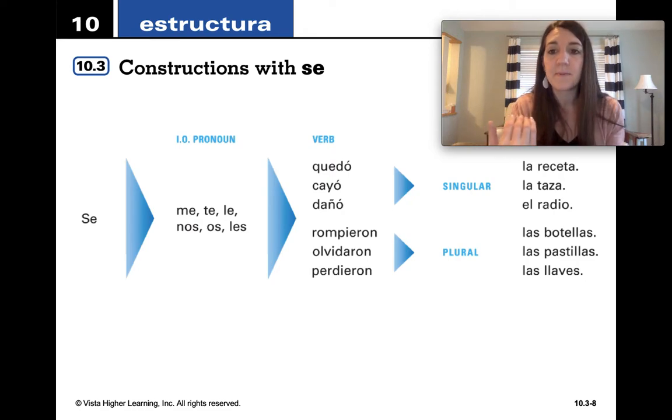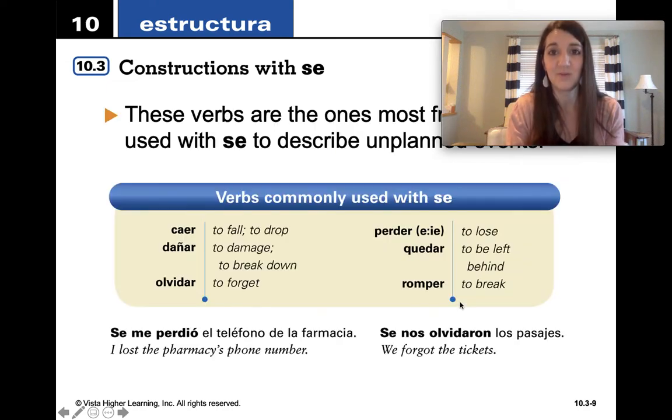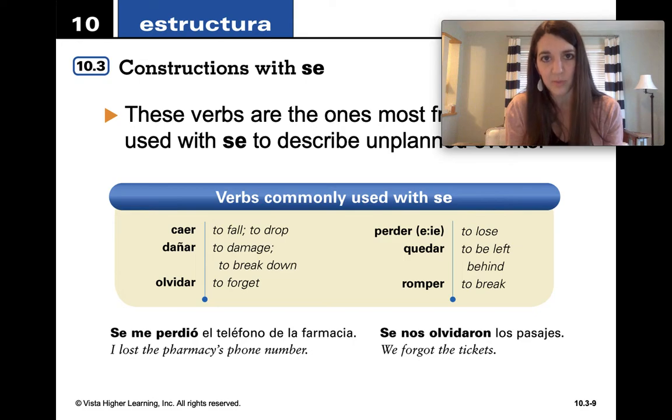Or I dropped the glass, right? I didn't mean to. Se me cayó la taza, right? This thing will always match this conjugation. This is who it happened to. Stick a se in front of it. Means it wasn't your fault. Didn't mean to. Complete accident. So here are some verbs on this slide that you also had on your vocab sheet where it's common to use this structure because they're things that you wouldn't do on purpose, like dropping something, falling, damaging or breaking down, forgetting, losing, quedar, to be left behind, or to break, romper, right?